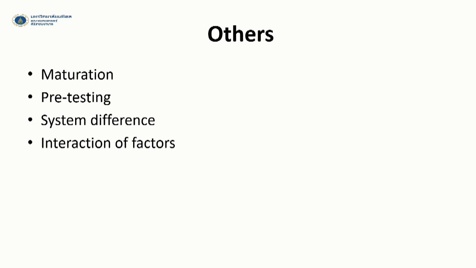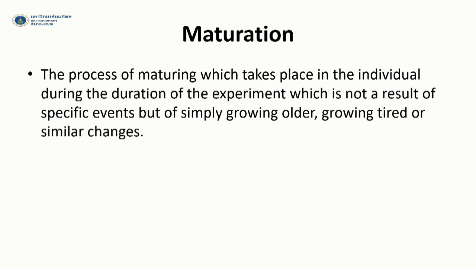Also, other factors can affect the outcome, like maturation, pre-testing, system difference, and interaction of factors. Let me go into details. For maturation, sometimes the participants, subjects, or animals in your studies are affected by maturation. For example, if you want to study growth and development in young children, for sure the age of the kids can affect your outcome. So in maturation, you have to think about it.